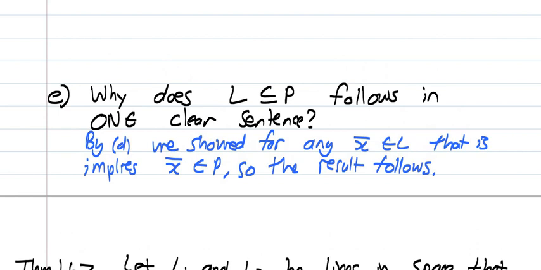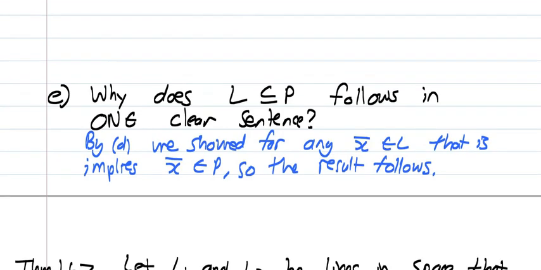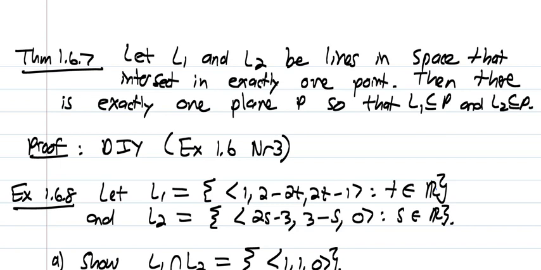All right, so now we know that if a line cuts a plane in more than one point, the line is contained in the plane. All right, another theorem. If line 1 and line 2 are lines in space that intersect in exactly one point, then there is exactly one plane P that contains both lines. So do try out this proof yourself. It is exercise 1.6 number 3.